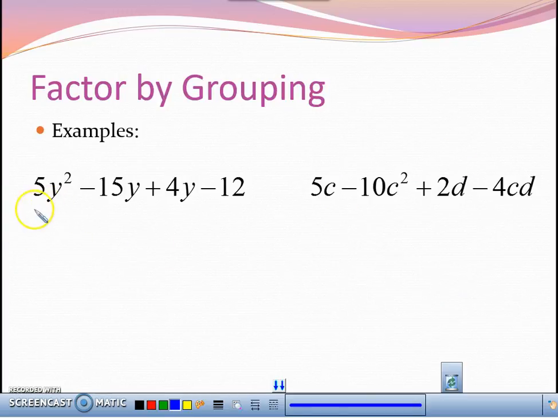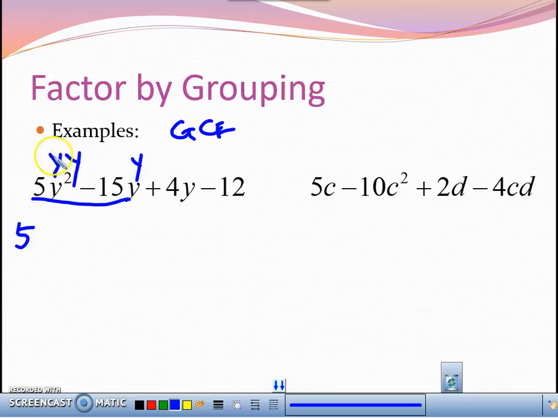Let's try another one. So you have 4 terms here. We're going to factor by grouping and we're going to use GCF. And first, you're going to do first 2. And the GCF of 5 and 15 is 5. So write that in the front. Y squared, you have 2 y's and then 1 y. So they have 1 y in common. So you write that in the front. GCF always in the front. And then you're going to put parentheses. You have 2 monomials, binomial here.